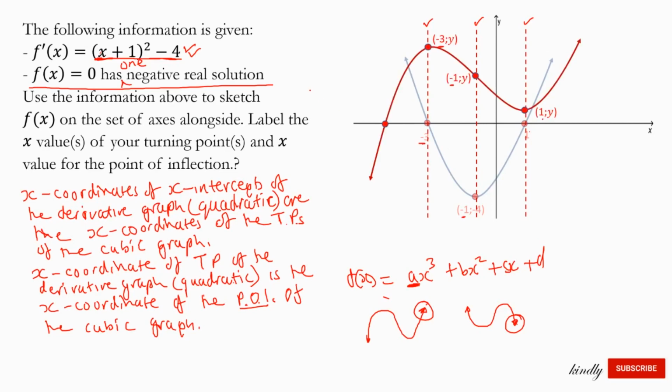You see that? It is cutting the x-axis at one point. Then we have sketched our graph. It is one negative root, which is this one, and then we have our graph shaped like that.